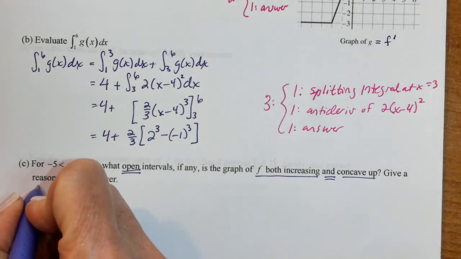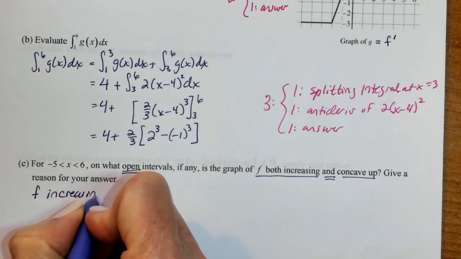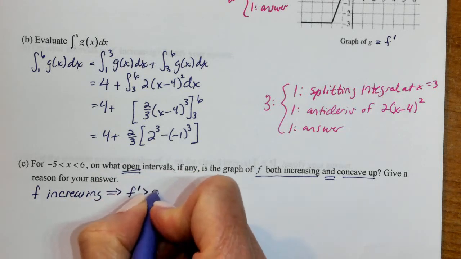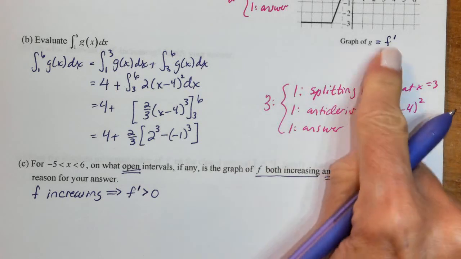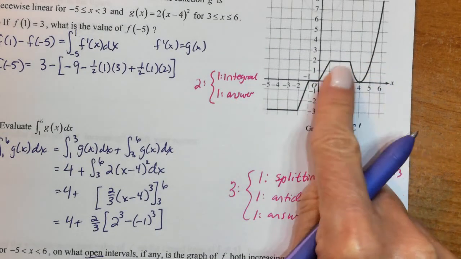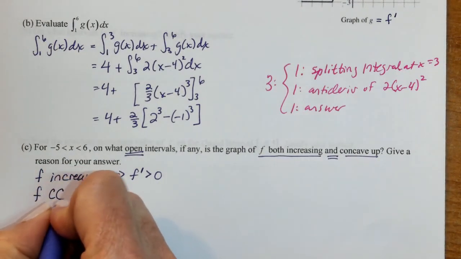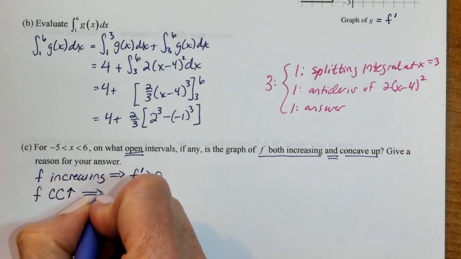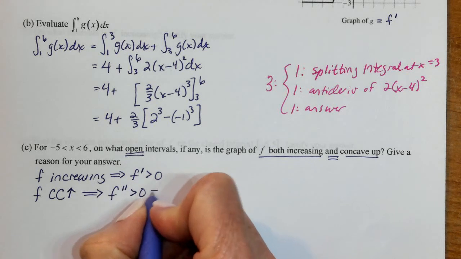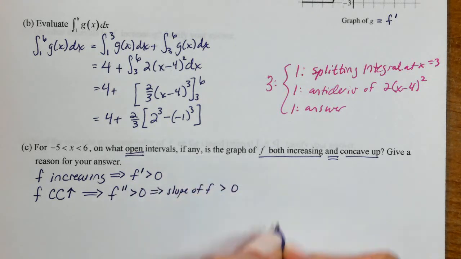So I'm going to say f is increasing when f prime is positive, right? And we have the graph of f prime. We can see all the sections of the x values where f prime is positive. F is concave up when f double prime is positive, meaning the slope of f is positive.